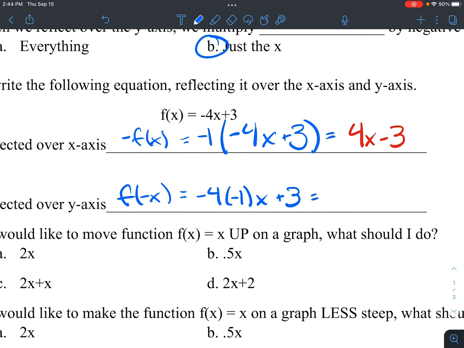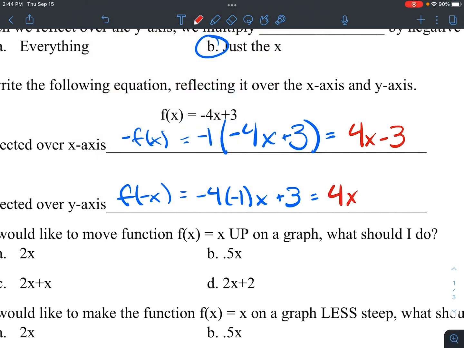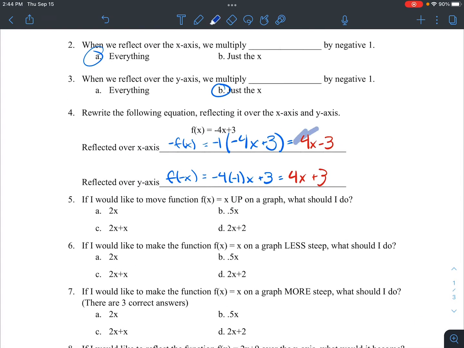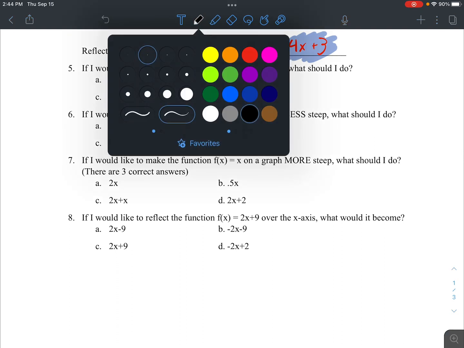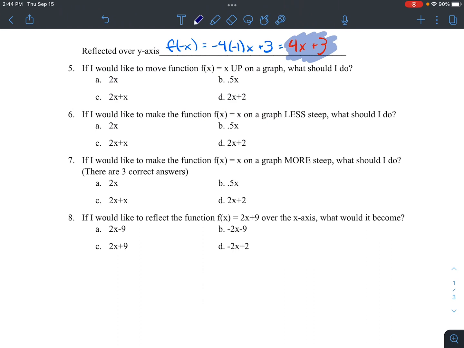So -4 times -1 is going to be, let's do it in red again, +4x, and then plus 3. So that's all I want for that. This is a very sufficient answer to those. So now, let's talk about moving a function up and down on a graph and this sort of thing.